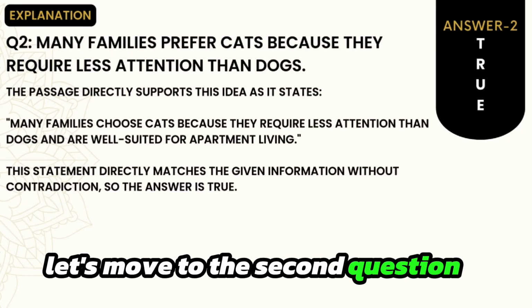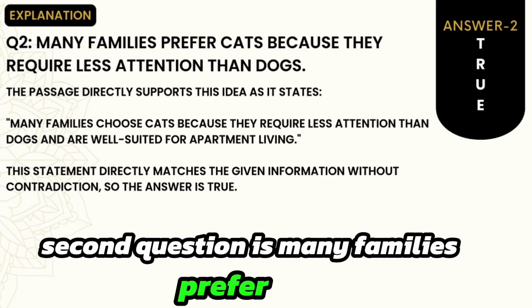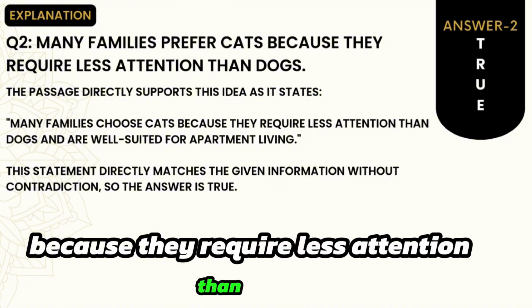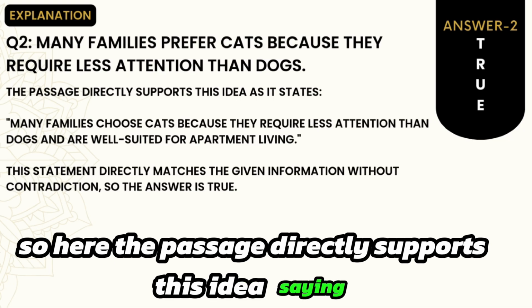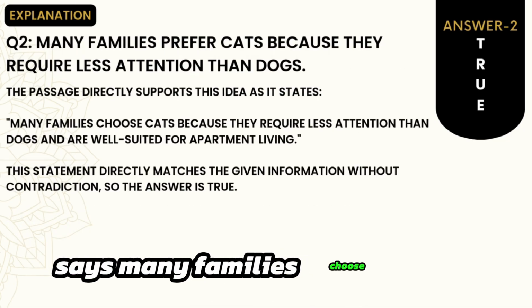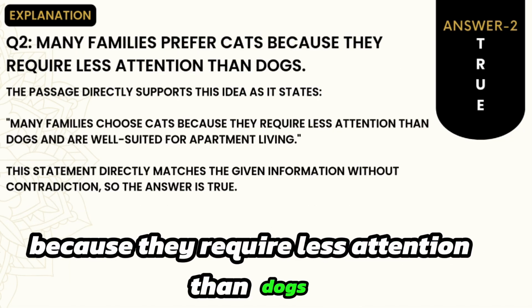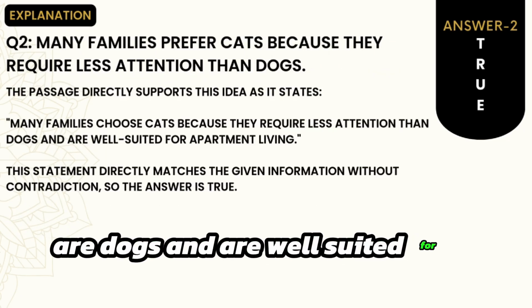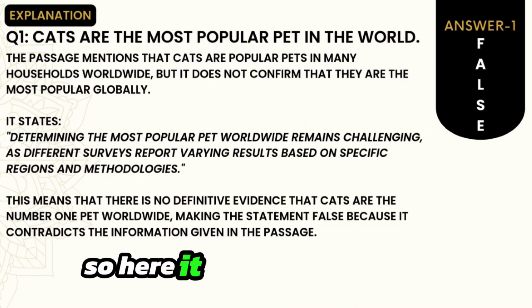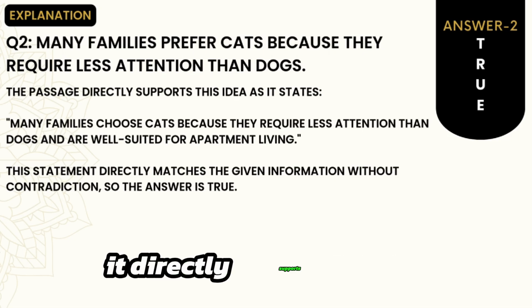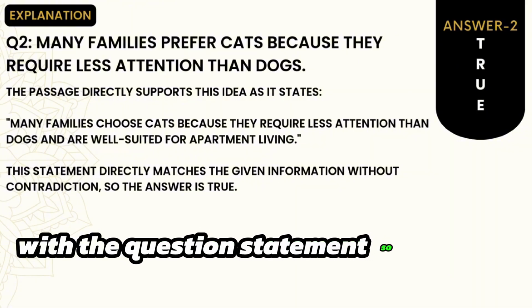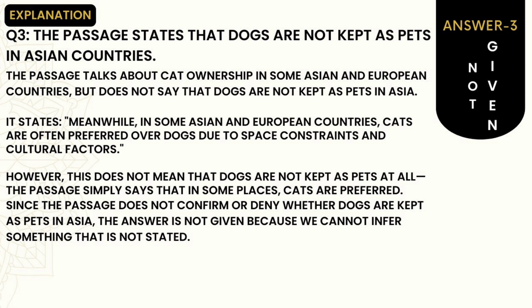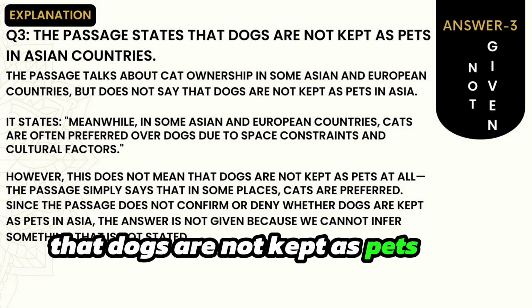Let's move to the second question. The second question is: many families prefer cats because they require less attention than dogs. Here the passage directly supports this idea. It says many families choose cats because they require less attention than dogs and are well suited for apartment living. So the passage directly supports the question statement. So this is true.